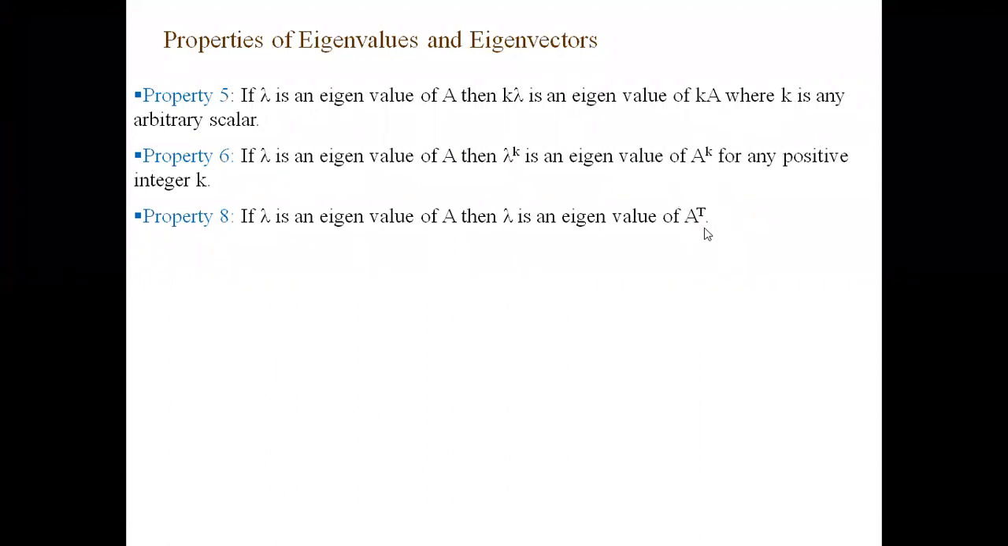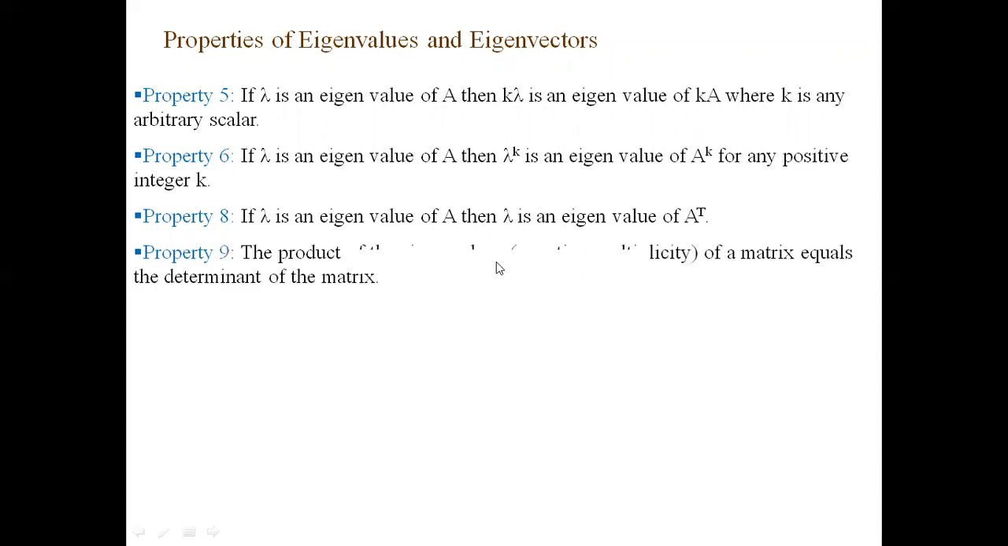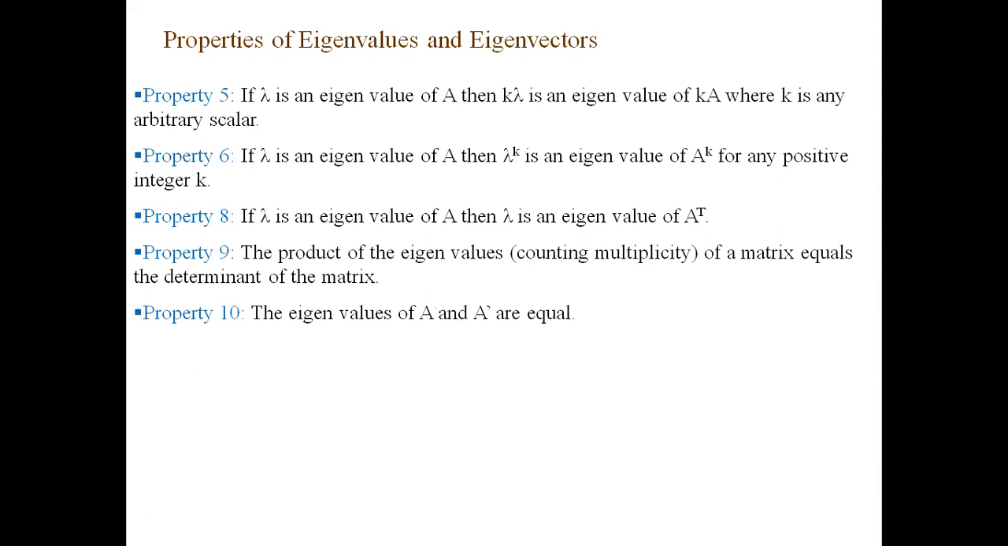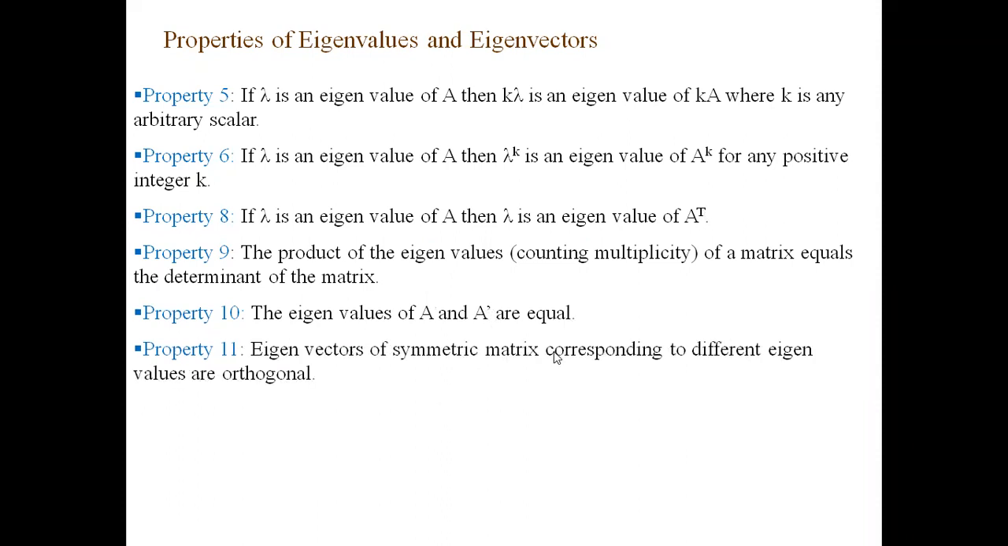What do you mean by A transpose? Row and column interchanged. Yes, you interchange the rows and columns. So there is no change in the eigenvalues. If lambda is the eigenvalue of matrix A, then A transpose also has the same eigenvalue. Okay. The product of eigenvalues continue multiplicity, that is what we already did. The eigenvalues of A and A transpose are equal. We have done that thing also.